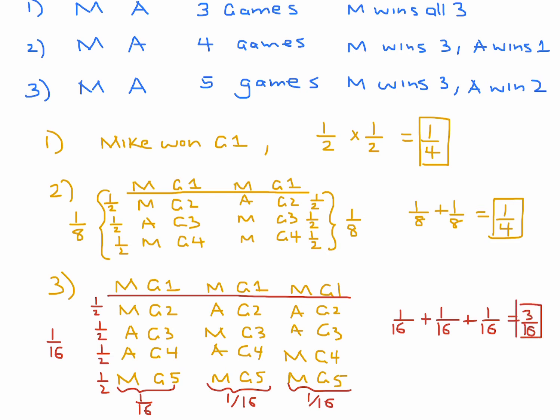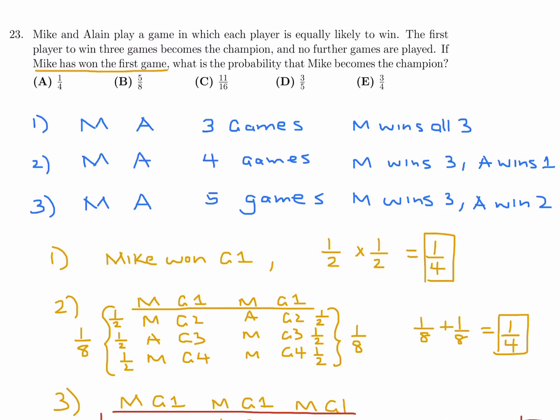So now to get the total, we have to take this 1/4, add it to this, to add it to that. 1/4 plus 1/4 plus 3/16, and that grand total is 11/16. And that, 11/16, is choice C for number 23.